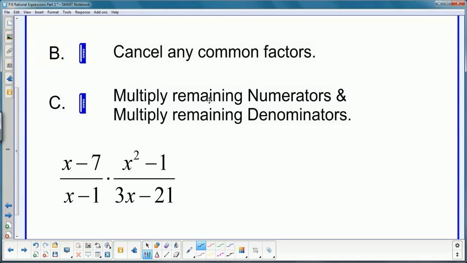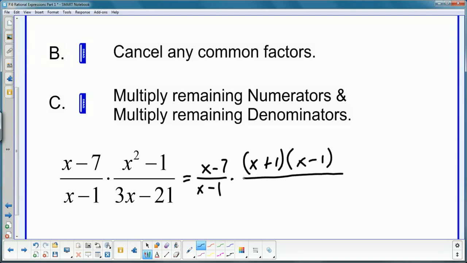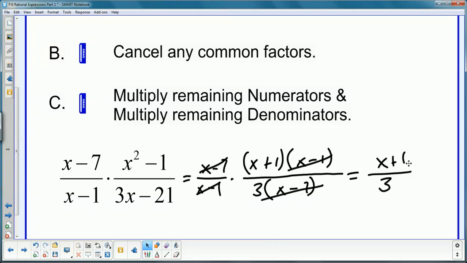So here, if I factor this, first, I'm going to leave the x minus 7 over the x minus 1 alone. Times, if I factor my numerator, I have x plus 1, x minus 1, over 3, I can factor out of the denominator, x minus 7. The nice thing here then, since we have an x minus 7 in the numerator and the denominator, I can cancel those out, and an x minus 1 in the numerator and denominator, I can cancel those out. So in this case, our multiplication actually simplifies out pretty easily to x plus 1 over 3.